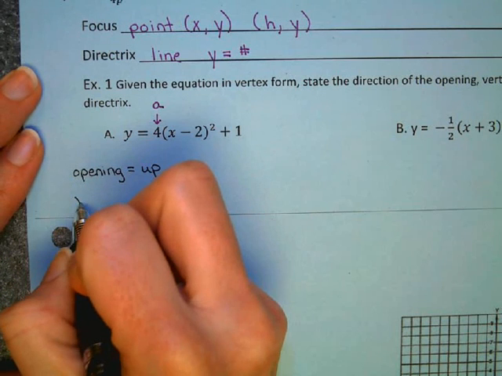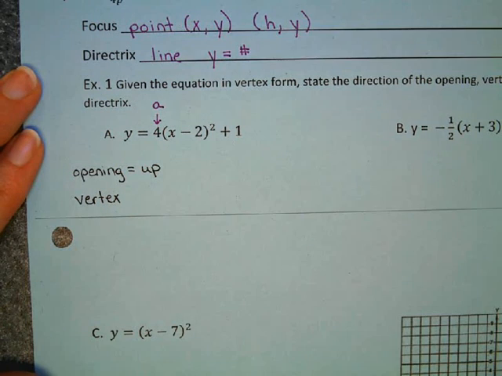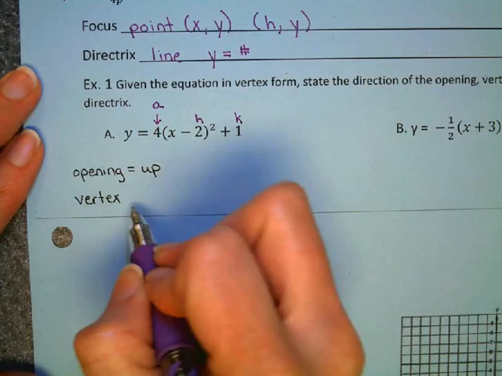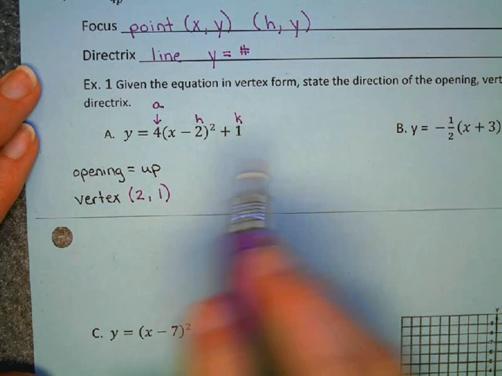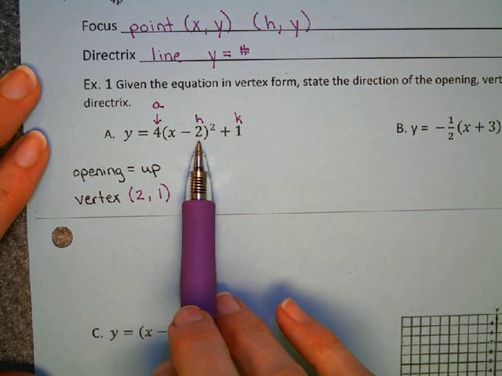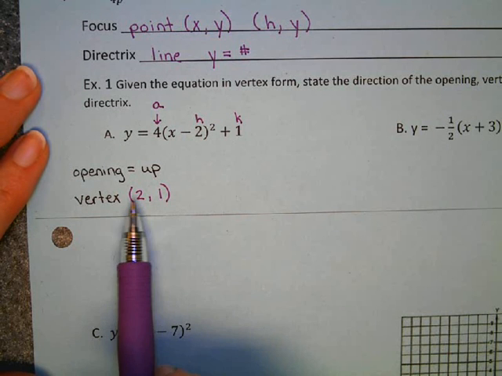The vertex: this is your h and this is your k. So your vertex will be (2, 1). It's important to note that the equation is x minus h, so it's the number behind the minus sign. If this changes to a plus, that means the vertex will be negative something.